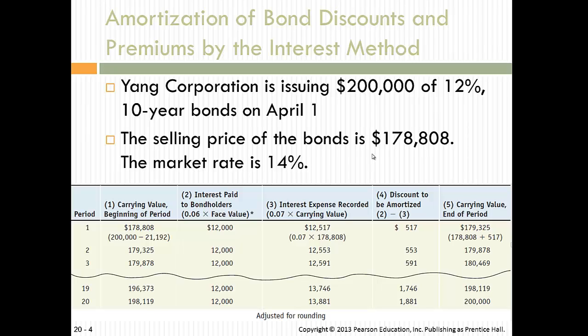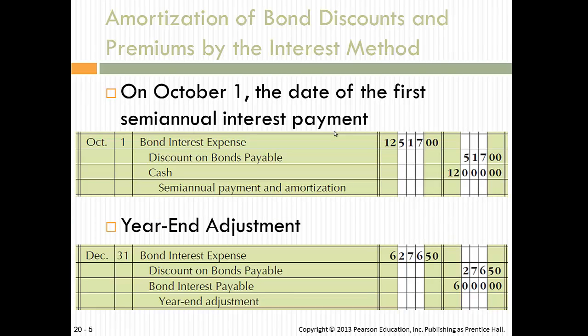Finally, the ending carrying value for period 2 is the beginning carrying value plus the amortized discount, so that's $179,325 plus 553, which equals $179,878. Let's look at the journal entries.